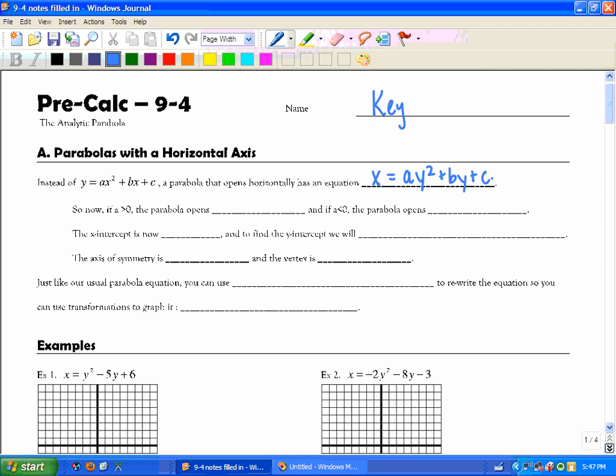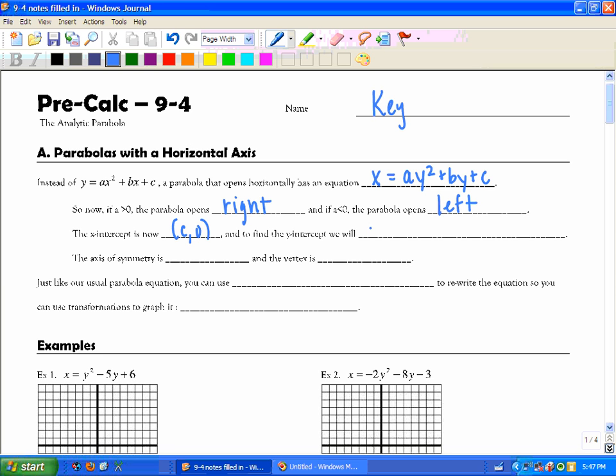So the way it is now, if a is greater than 0, instead of opening upwards, now it's going to open to the right. And if a is less than 0, instead of opening downward, it's going to open to the left. So instead of the y-intercept being c, now the x-intercept is going to be (c, 0).